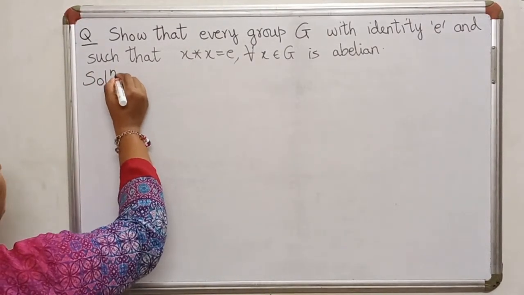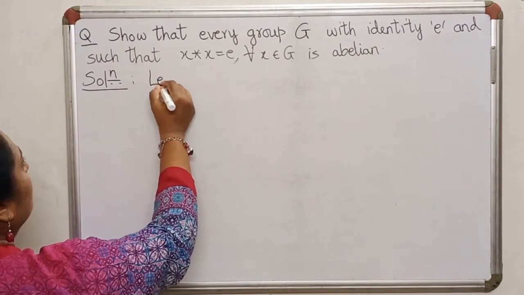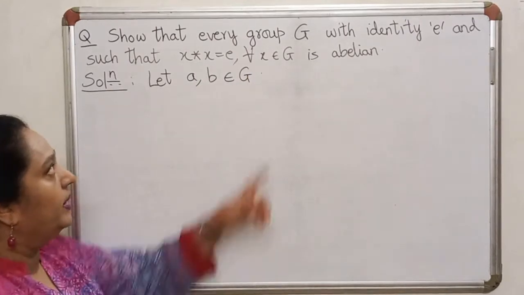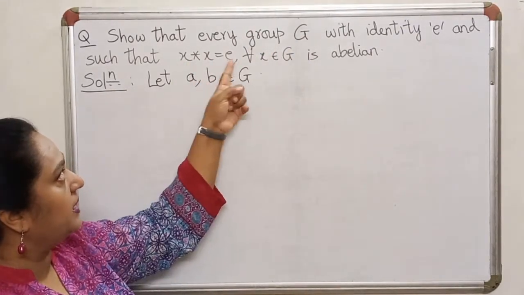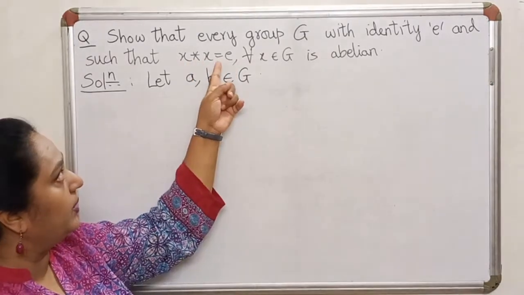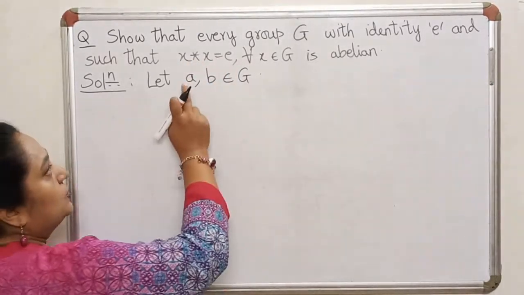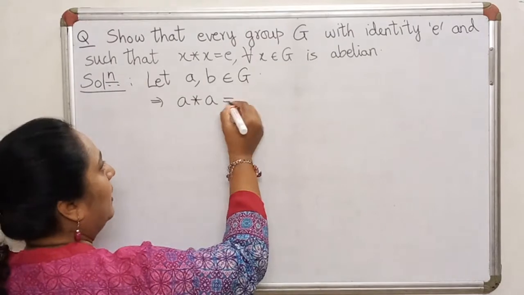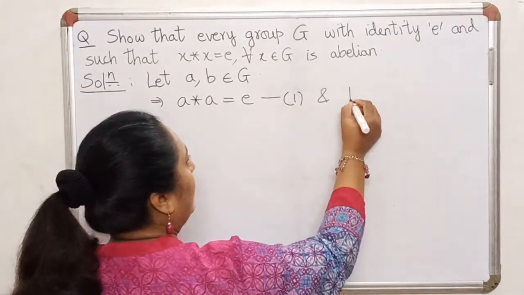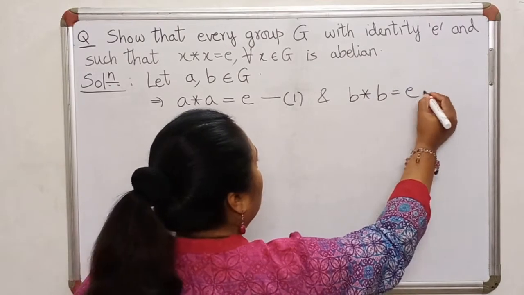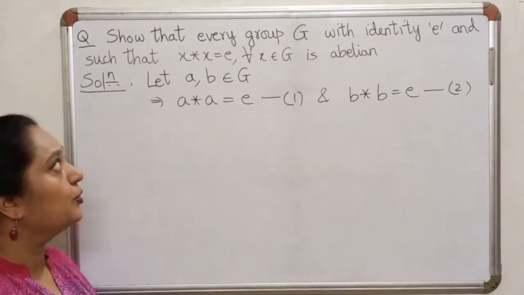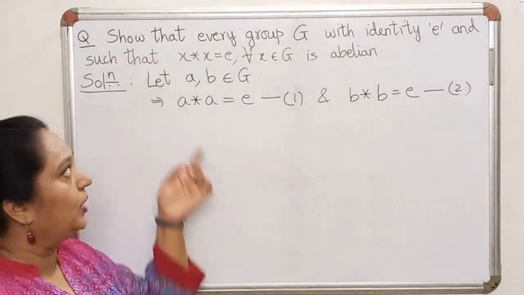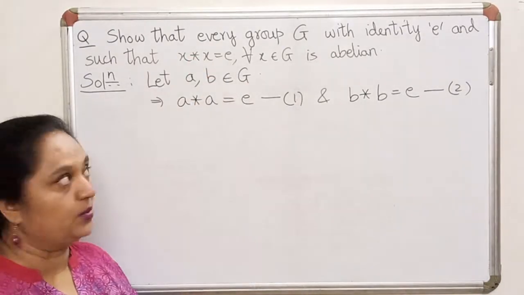So let us start with any two elements of G. Let A and B be any two elements of G. Remember, in this group, every element satisfies this equation. Element combined with itself gives me identity. So since both A and B are elements of G, it will mean that A combined with A will give me identity, and likewise B combined with B is going to give me identity. So because G is a group and in this group all elements satisfy this equation, in particular A and B also will satisfy this equation.